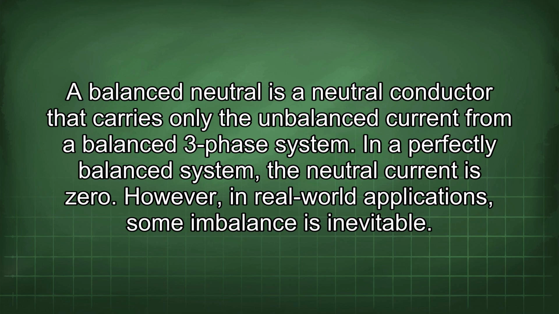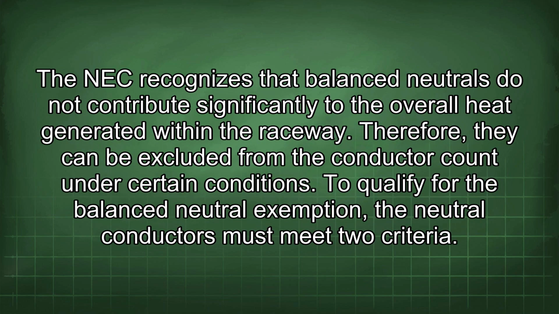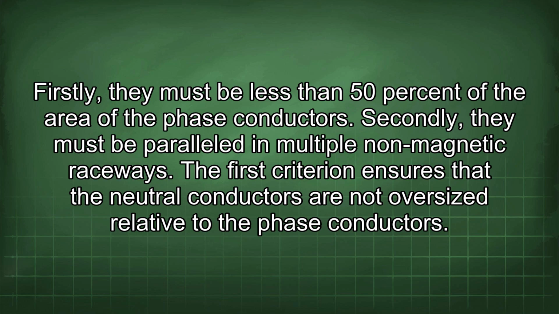However, in real-world applications, some imbalance is inevitable. The NEC recognizes that balanced neutrals do not contribute significantly to the overall heat generated within the raceway. Therefore, they can be excluded from the conductor count under certain conditions. To qualify for the balanced neutral exemption, the neutral conductors must meet two criteria. Firstly, they must be less than 50% of the area of the phase conductors. Secondly, they must be paralleled in multiple non-magnetic raceways.